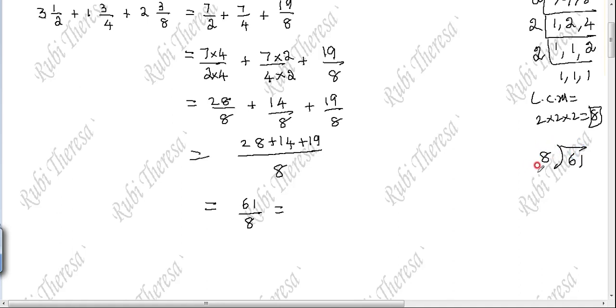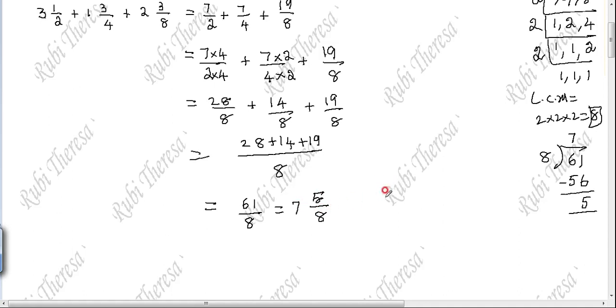5 8s are 40. 6 8s are 48. 7 8s are 56. Understand? So 61 minus 56. What is it? 60 minus 56 is 4. 4 plus 1 is 5. So this is 7. What is the remainder? 5. 5/8. 7 5/8.